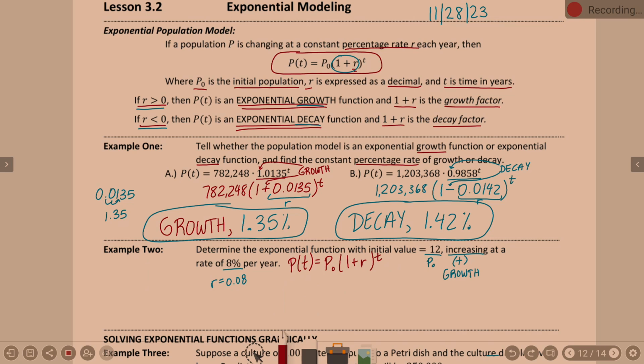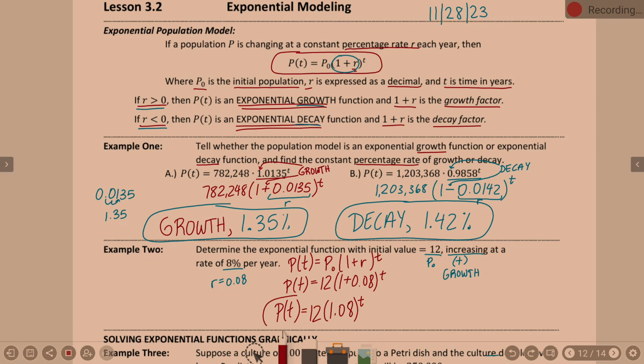So if I write this out, P of t equals 12 times (1 plus 0.08) raised to the power of t. Obviously, can you clean up that 1 plus 0.08? Some of you probably did that from the beginning, and that's fine. So as a final answer, one option would be P of t equals 12 times 1.08 raised to the power of t. And the idea here is this is a function that can find the population at a given time. In other words, you plug in the time, you can find the given population.